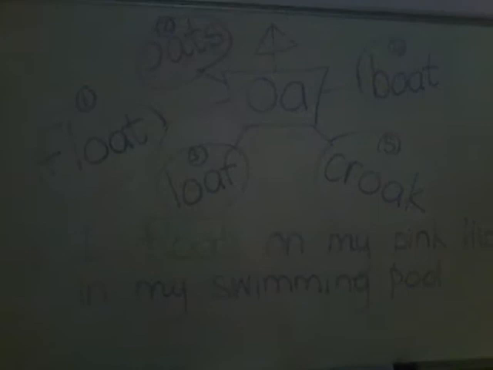You're then going to number each bubble. Now they know how to do this. So number 1 would be float, number 2 oats, number 3 loaf, number 4 boat, and number 5 would be croak. The reason why they number it is because the number 1 sentence will have that particular word in. So in other words, number 1, you can make up a sentence with the word float. I float on my pink lilo in my swimming pool.